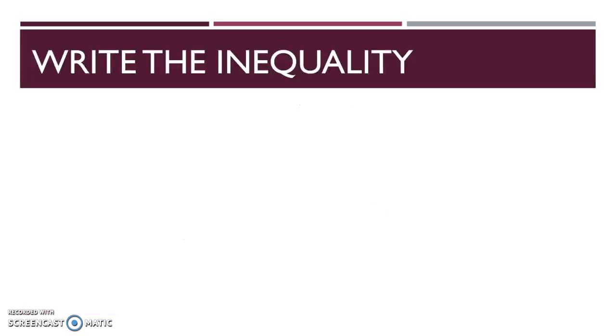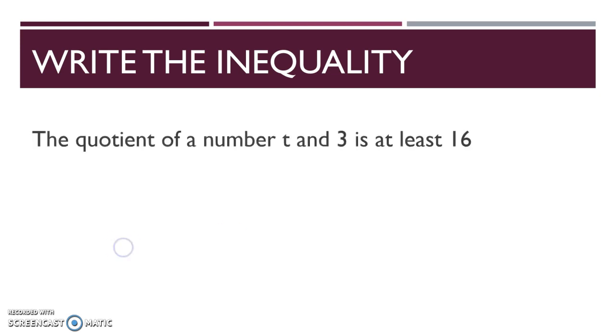So our first couple questions are going to be over writing inequalities. You will be given a sentence, and you'll have to take that sentence and translate it into an actual inequality. So our first example says the quotient of a number t and 3 is at least 16. When we're doing these problems, there's a couple things we want to look for. One, we're looking for the word or phrase that tells us the inequality sign that we're using. And the second thing we look for is the operation that's also happening in that inequality.